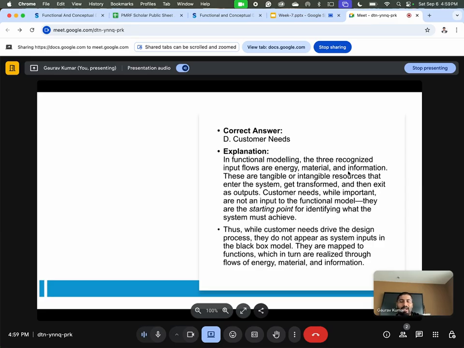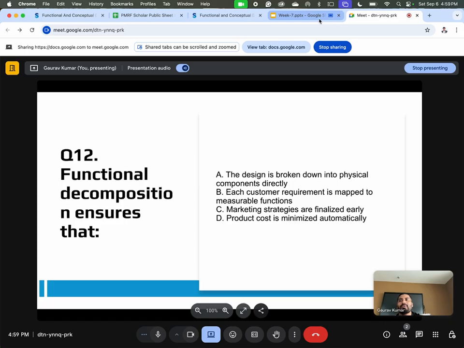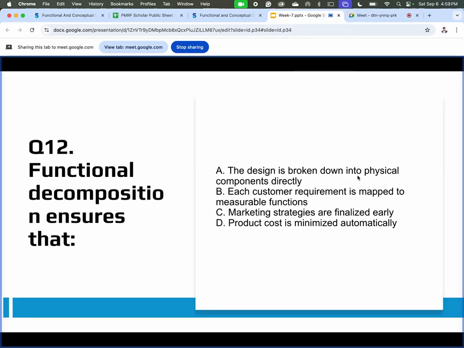Okay, so moving towards the next question, question number 12. Question 12 is asking: functional decomposition ensures that what? The design is broken down into physical components directly, each customer requirement is mapped to measurable functions, marketing strategy is finalized early, or product cost is minimized automatically. What is the right answer?